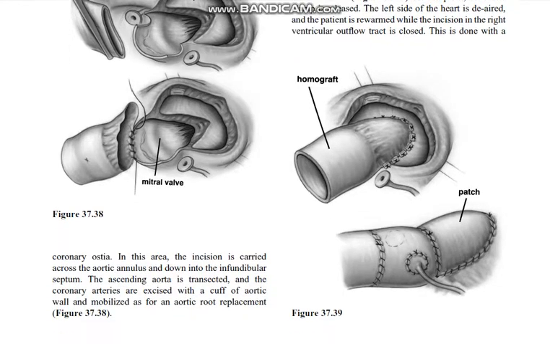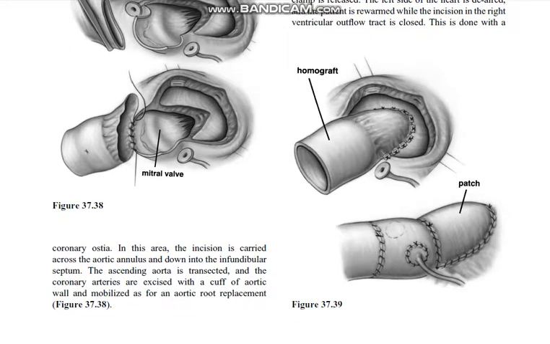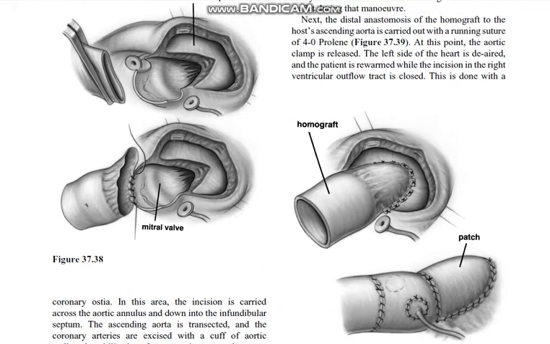Now you see the picture of 37.39. The coronary arteries are sewn in the patch. Are sewn in the aortic homograft.